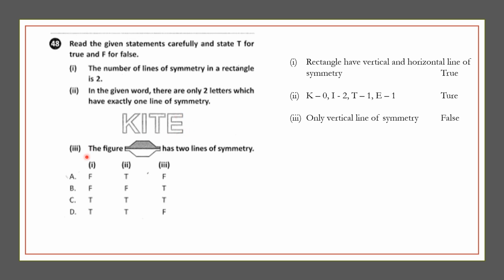Now let's see the figure 3. Statement 3. The figure has two lines of symmetry. So this is false because this is having only vertical line of symmetry. So we have this as true, this as true, and this is false. So our answer is true, true, false, which is option D.